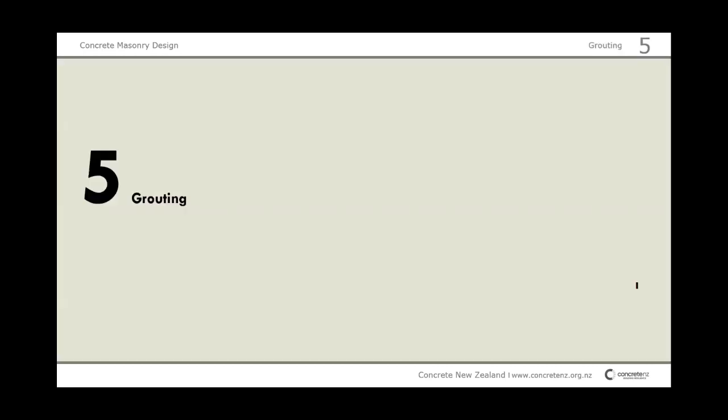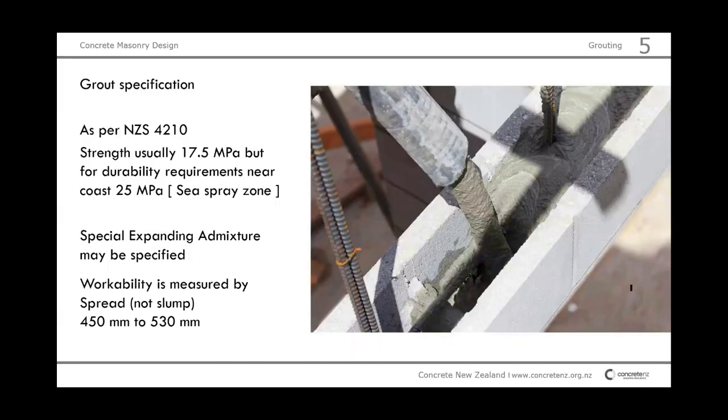Next one, grouting. Grout is fine aggregate concrete, 17.5 MPa. The grout will be stronger in corrosive zones, as will the blocks. The blocks will be 25 and the grout will be 25. Most commonly, you would add an expensive admixture, and similar to self-compacting concretes, these types of concretes are not measured in slump but in spread.